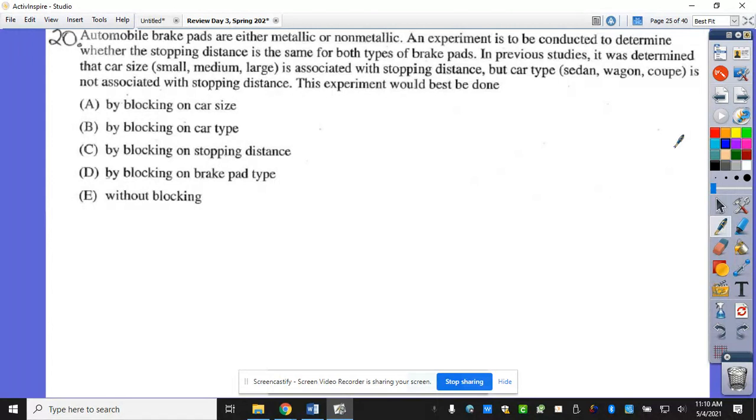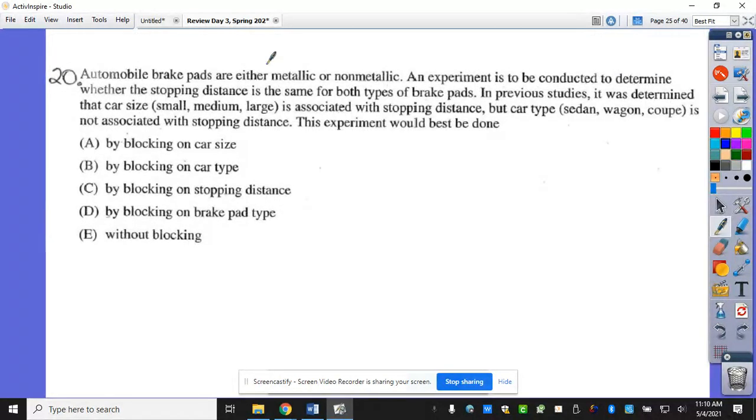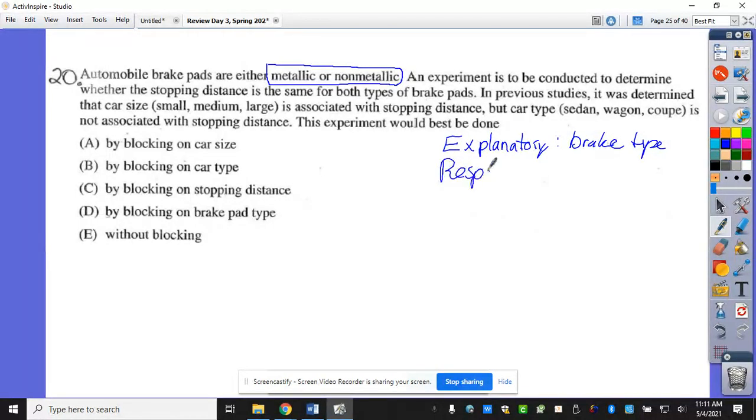Automobile brake pads are either metallic or non-metallic. An experiment is to be conducted to determine whether the stopping distance is the same for both types of brake pads. So just in those first 2 sentences, what is my explanatory variable? What is my response variable? In previous studies, it was determined that car size is associated with stopping distance, but car type is not associated with stopping distance. And we want to know about blocking.